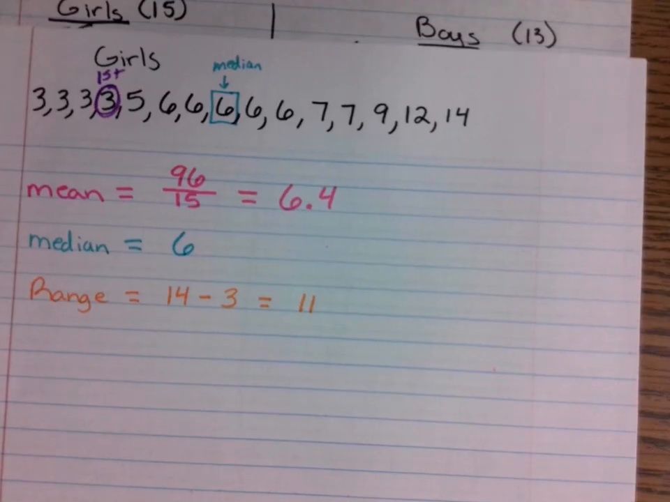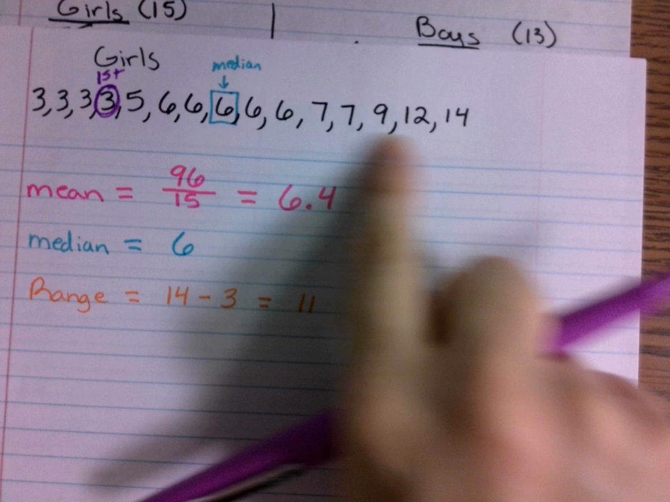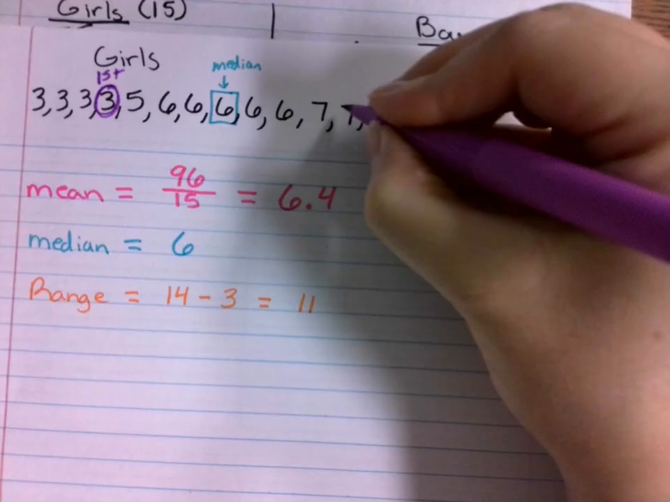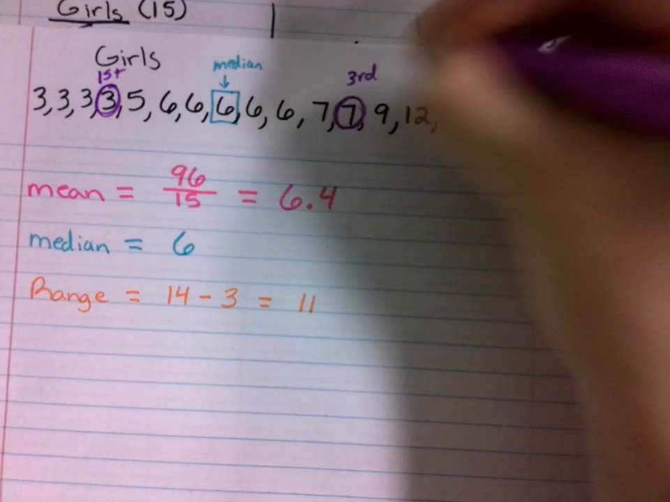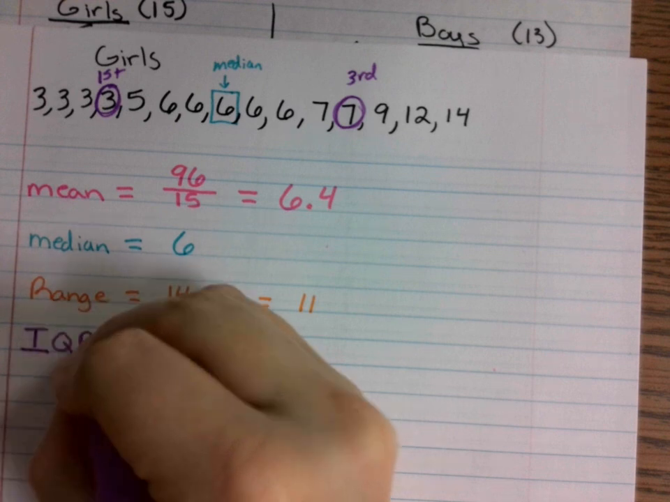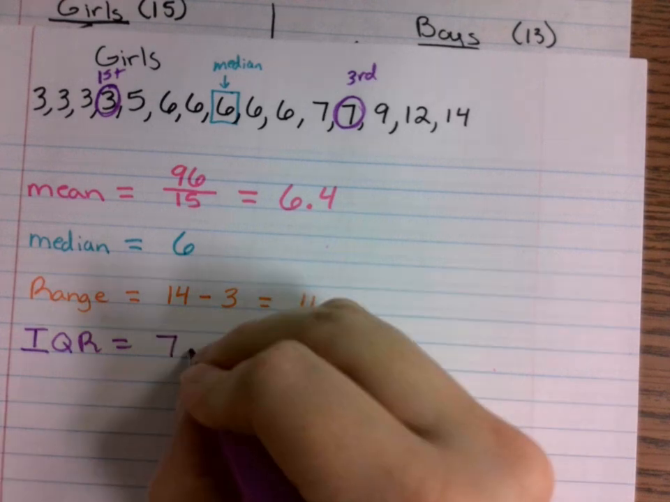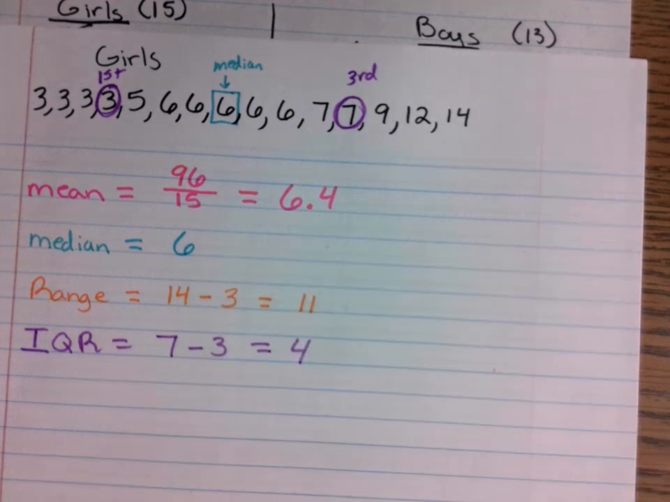What about for the upper half of our data? What's going to be the median there? Maya Isabel? 7, right? And it's this specific 7. That's our third quartile, or our upper quartile. So when we're doing our interquartile range, we're finding the difference between those two values. We take 7 and subtract 3, and that comes out to 4. Okay?